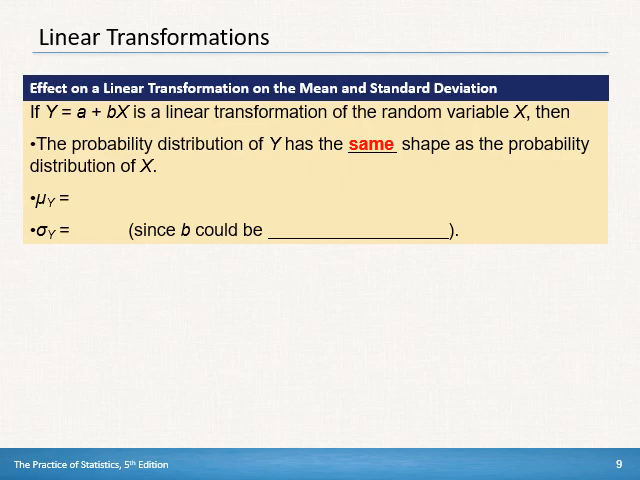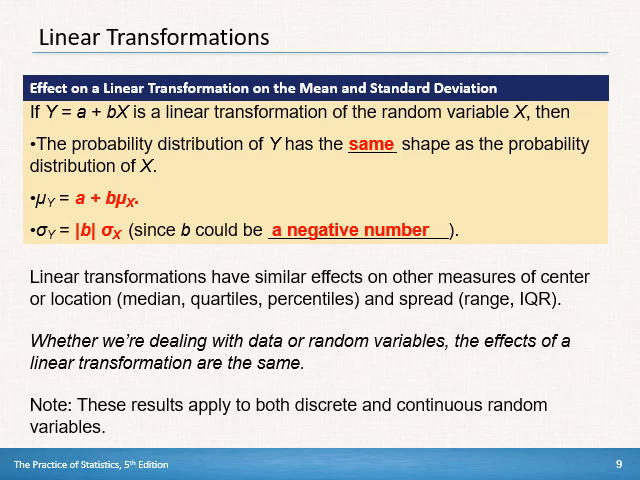All right, so the mean is affected by both adding and multiplying. So we multiply and add A and B to the original mean of X to find the mean of Y. Okay, and the standard deviation, well, that doesn't get affected by adding A, just by multiplying by B. And so if you remember, it has to be the absolute value of B, because B could be a negative number. Okay, so linear transformations have similar effects on other measures of center, so the median, the quartiles, that kind of thing, and the measures of spread, which would be the range or interquartile range.